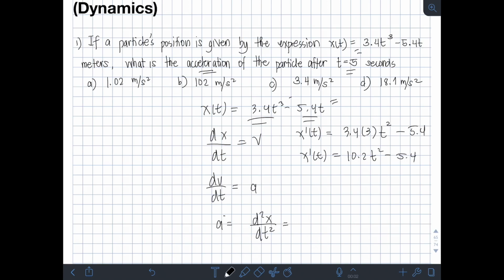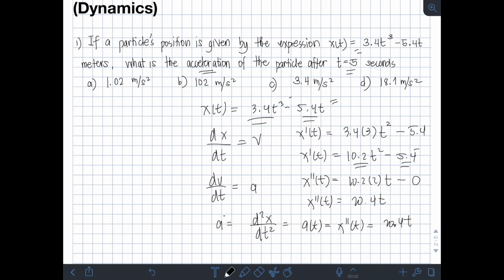Okay? And then, isa pang derivative. So, second derivative nitong x prime of t, applying power formula term by term ulit. So, magiging derivative ng 10.2 times t squared is 10.2 times 2. Then, bawasan na yung exponent ng t, magiging t raised to 2 minus 1 or simply t. Minus, derivative ng constant, this time is just 0. So, therefore, x double prime of t will be 10.2 times 2 times t is 20.4t. So, ito na rin ngayon yung a of t natin equal sa x double prime of t which is 20.4t.